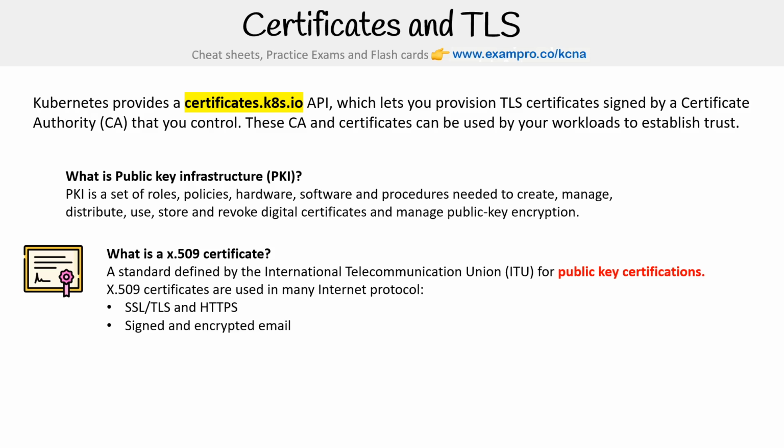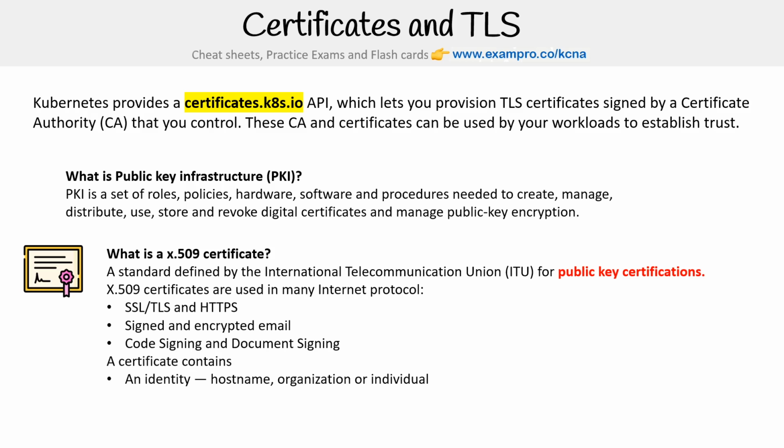They're also used for signed and encrypted emails, code signing, or document signing. So when you submit code to your repo, you can sign it to say, yes, this code came from me. A certificate contains an identity, like a host name, organization, or individual. So who is the certificate we're signing on behalf of? And a public key, using algorithms like RSA, DSA, ECDSA, and you can use a variety of different ones.